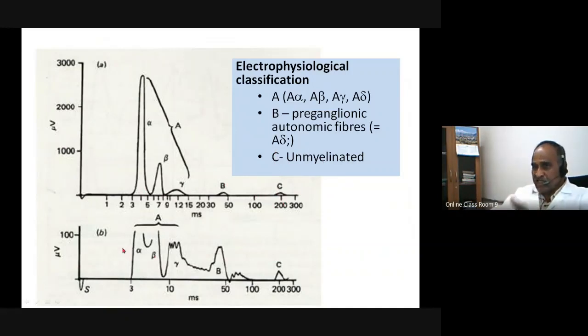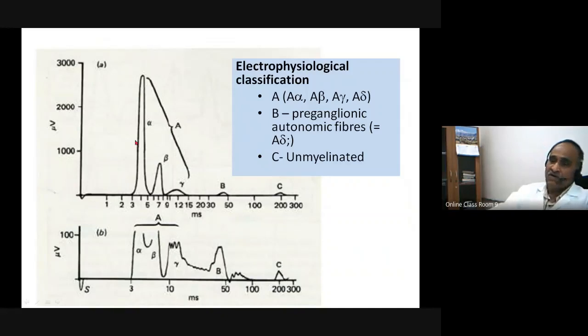Now, that is a little enlarged here. You can see the amplitude of these potentials is in microvolts: this is 1 millivolt, 2 millivolt, and 3 millivolt. 1000 microvolts is equal to 1 millivolt. When it is magnified further, you can see how these A, B, C peaks are shown.